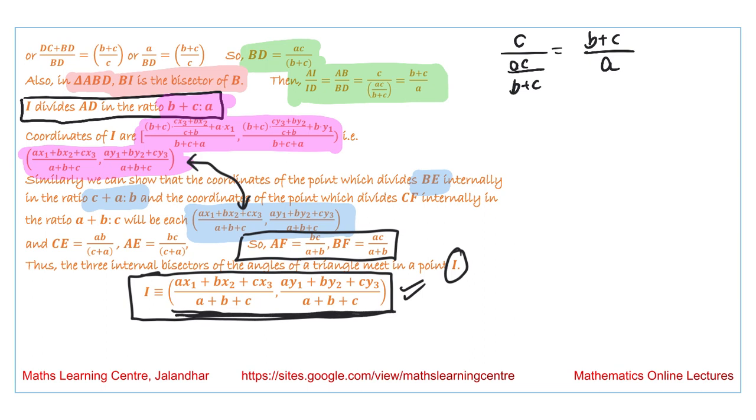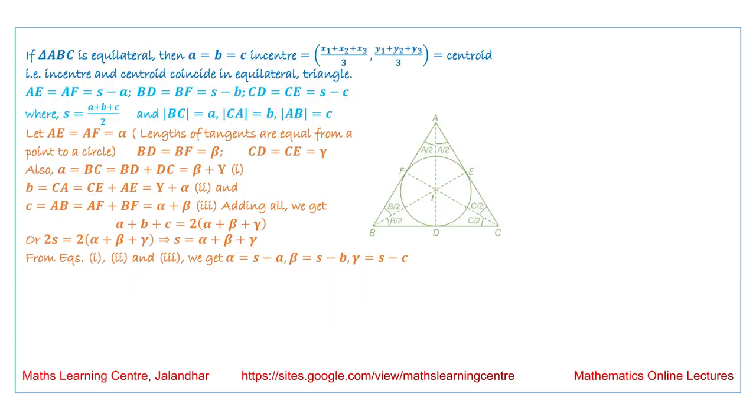And this point I is called the incenter of the circle. So we had to prove two things. One is to find the formula for the incenter, and second, we have proved that the three angle bisectors are concurrent. They meet at a point whose coordinates are given by the incenter of the circle.